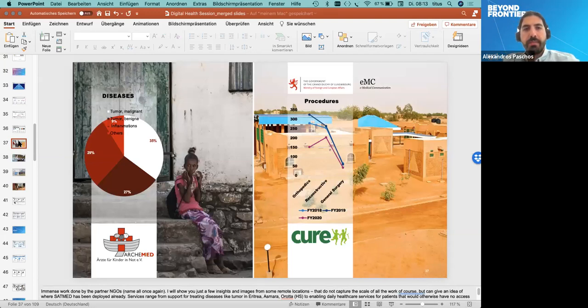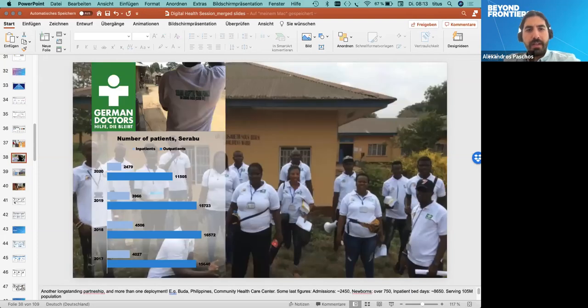I won't go into the details here, but here you can see, if it is visible, what our partners are working with, and the number of procedures that they do per year in these remote sites where they are present. So we have Archimed and Cure International. The other ones, next slide, please. Being the German doctors, which are very active and present here in Sierra Leone. This was actually one of the COVID-19 task forces in 2019. But there's also some information about the number of patients that are treated per hospital where SATMED is present. Next slide.